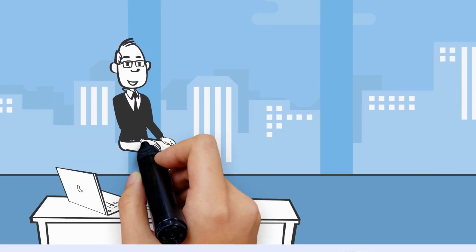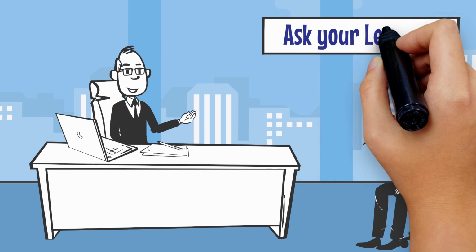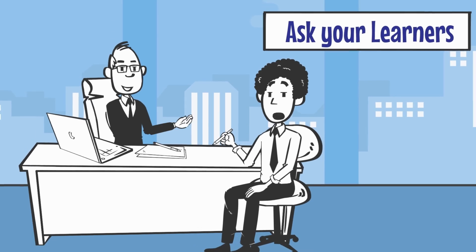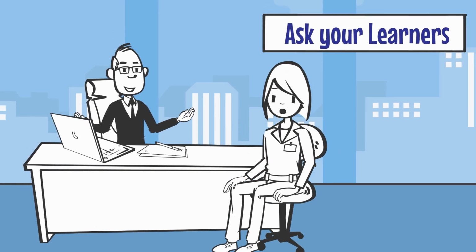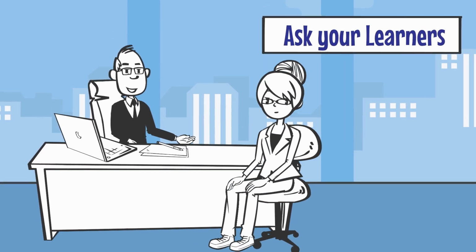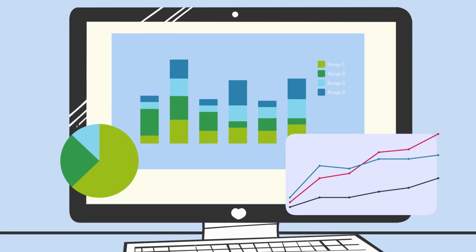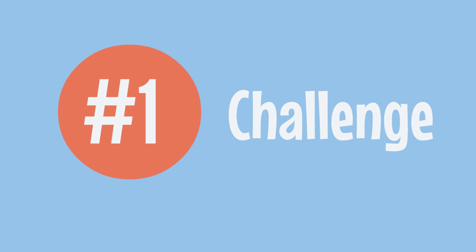Well, how do we figure them out? Ask your learners by strategic interviews. You can send out something we call a video ask to get human to human interaction, answers to your survey questions. But the best way is take a handful of employees and interview them and ask them. When you collect all of that data, you're going to see a lot of different challenges, but we just want to focus on the number one challenge.